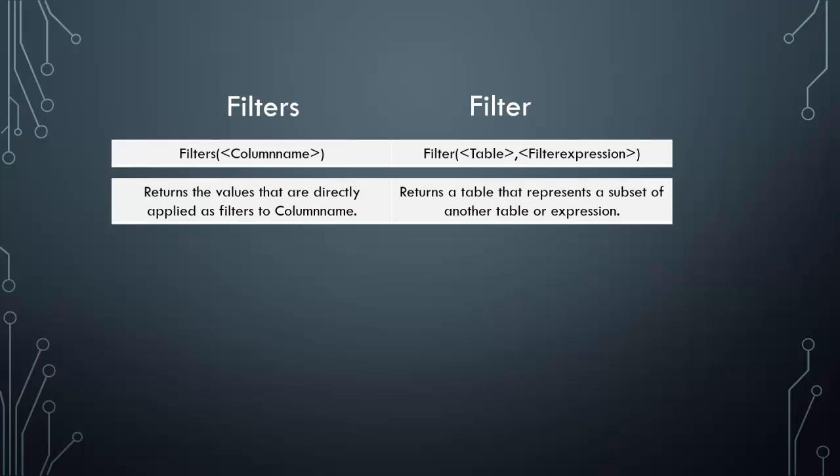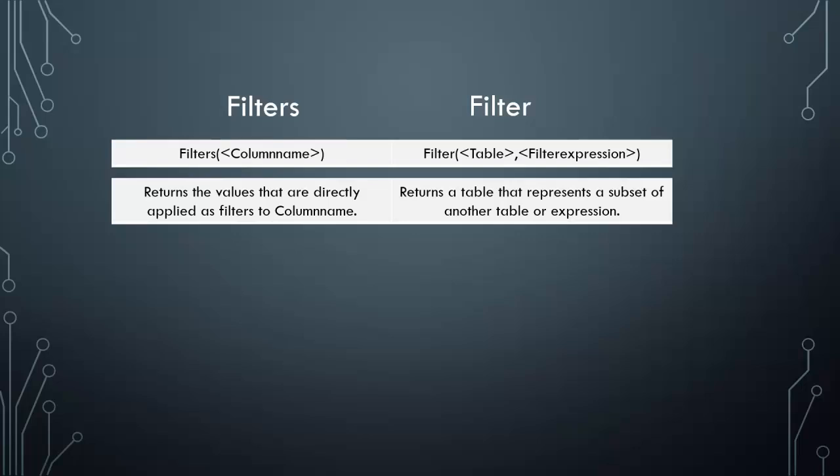FILTER returns a table that represents a subset of another table or expression. As you can see in the syntax itself, the first parameter is a table and the other is a filter expression. It asks what table you want to filter, and then the second parameter asks for a filter expression based on columns or whatever filter you want to apply. It will return a table that represents a subset of another table. We'll see how it differs with an example.